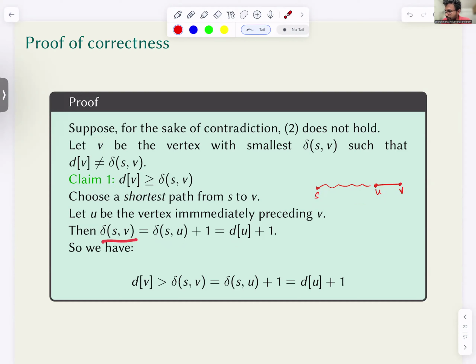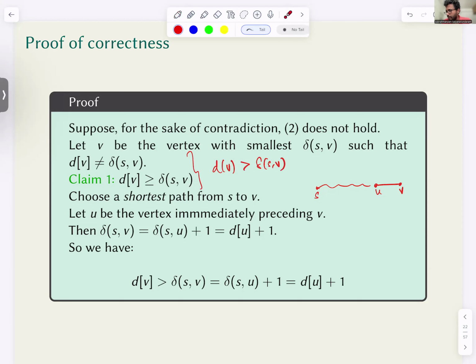So delta sv is basically delta su plus 1, because it is whatever the shortest path from s to u is plus 1 edge. But delta su is equal to du, because we assume that v is the one with the shortest path length where it is violated. So we had this claim that dv is greater than or equal to delta sv, which we will prove, and we assume that dv is not equal to delta sv, which together imply that dv is actually strictly greater than delta sv.